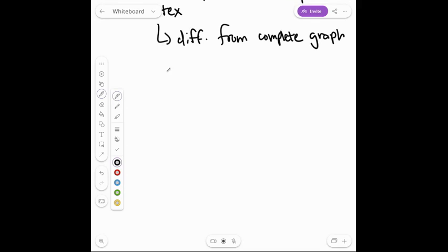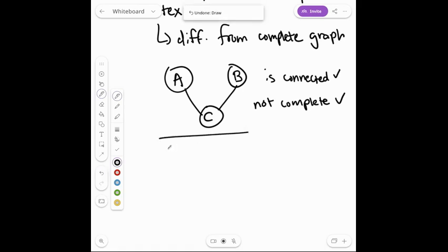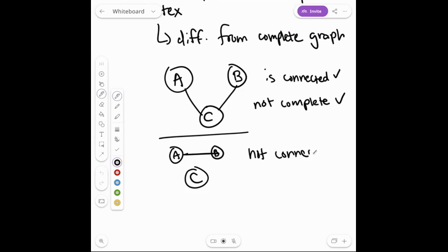For example, you might have this graph, A, B, C. And this graph is connected, but it's not complete. If you have the graph like this, then it's not connected or complete.